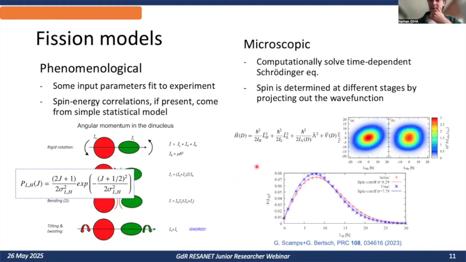And then you can try to model fission from as first principles as you can get and try to solve the time-dependent Schrodinger equation. To me, anyway, the connection between spin and energy from these is more murky. And in the end, you determine the spin by projecting out the wave function. But there you go.